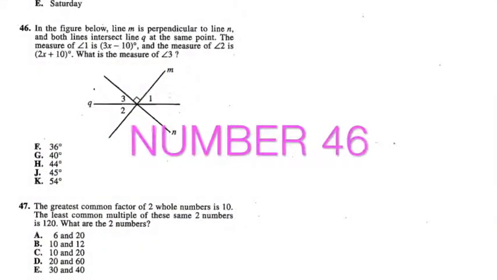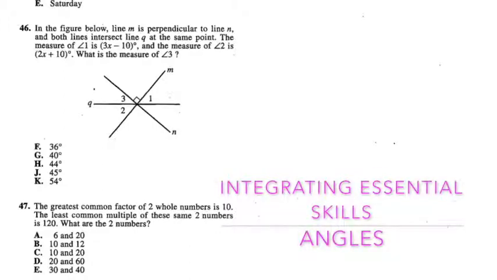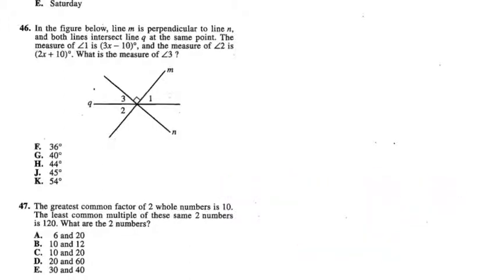Number 46 is an integrating essential skills question, and we're dealing with angles. In the figure below, line M is perpendicular to line N. So we have this right angle right here, and both lines intersect line Q at the same point. They cross all at that point. The measure of angle 1 is 3x minus 10 degrees, and the measure of angle 2 is 2x plus 10 degrees. What is the measure of angle 3?